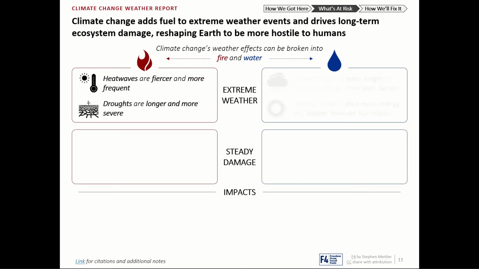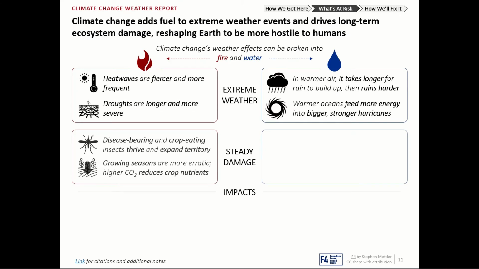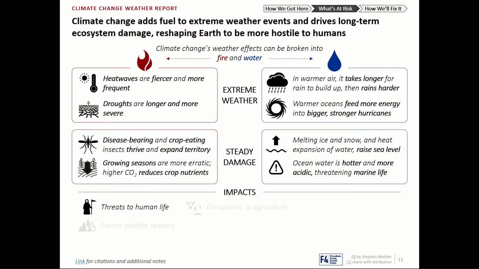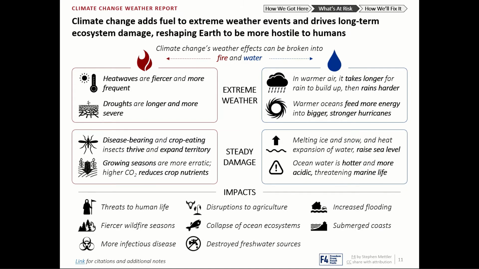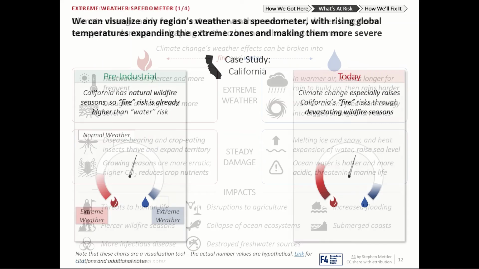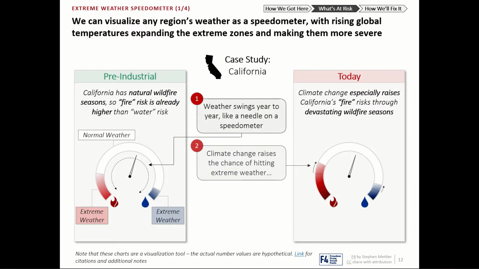I'm going to jump pretty quickly through this extreme weather segment because there is a lot of detail here, both on these slides and in the citations if you'd like to read more. But the core of it is that climate change basically makes life on Earth more difficult than it was before. We can look at California as an example of how this plays out.